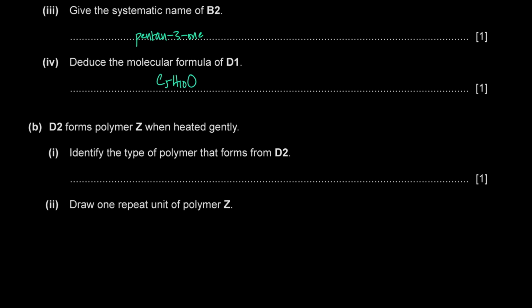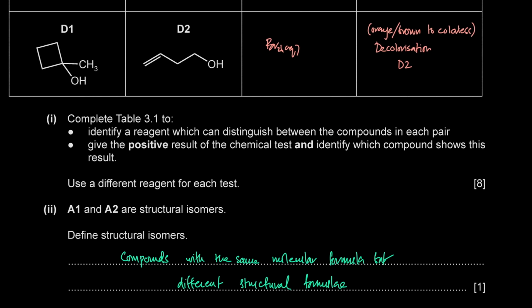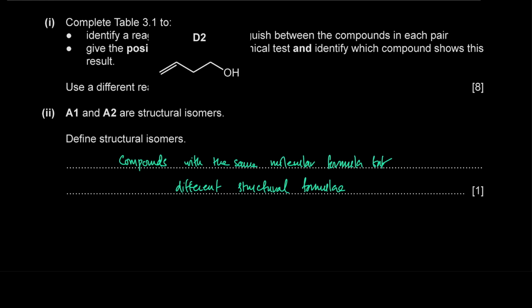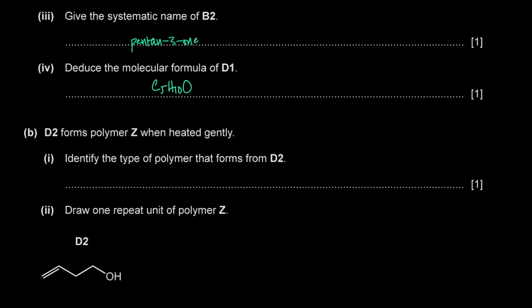D2 forms polymer Z when heated gently. Identify the type of polymer that forms from D2. Okay, so let's look at compound D2. This is compound D2 over here. This compound can undergo polymerization.